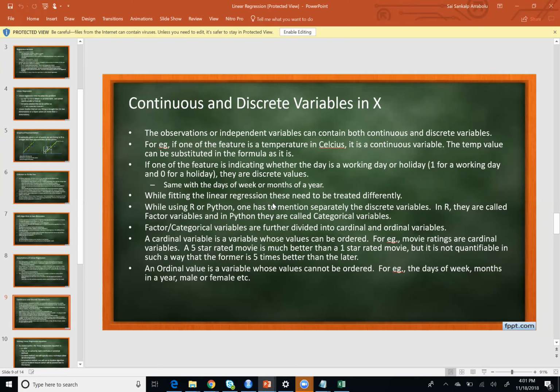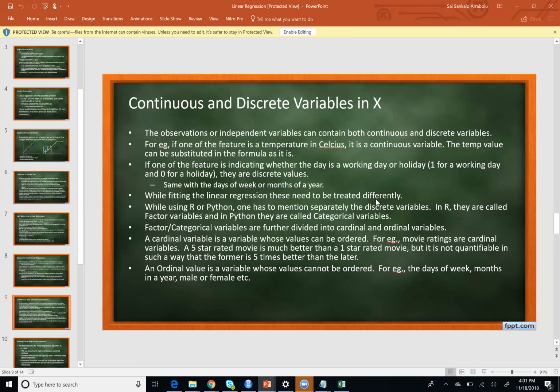While fitting linear regression, these need to be treated differently, since they're not continuous, right? How will you actually predict something when I give you just two values? So I'll show you step by step. I'll do one case study with continuous values, one case study with exactly discrete values, and then a case study which has a mixture. The biking data set has a mixture of both continuous and discrete values.